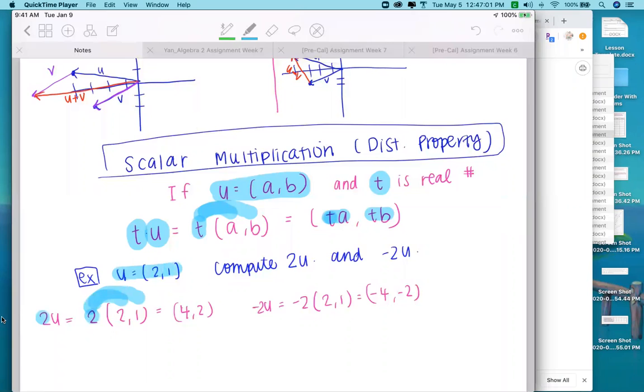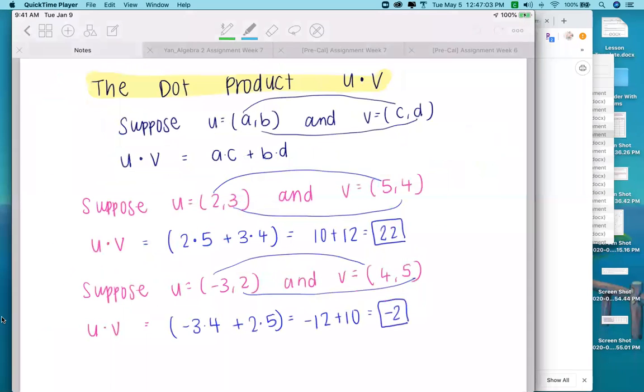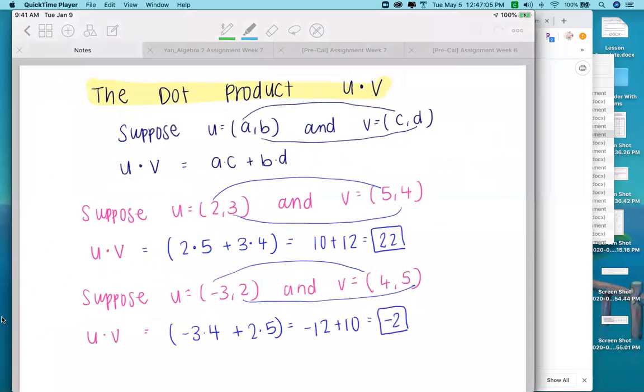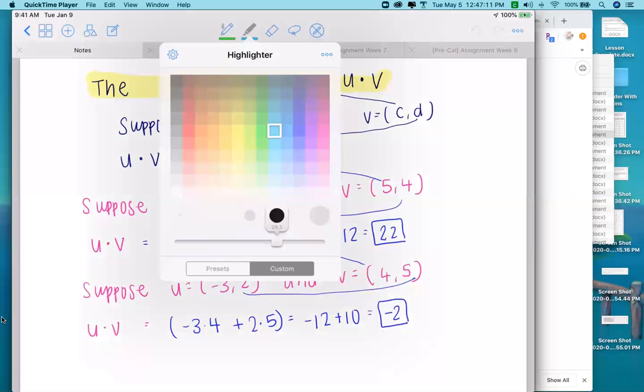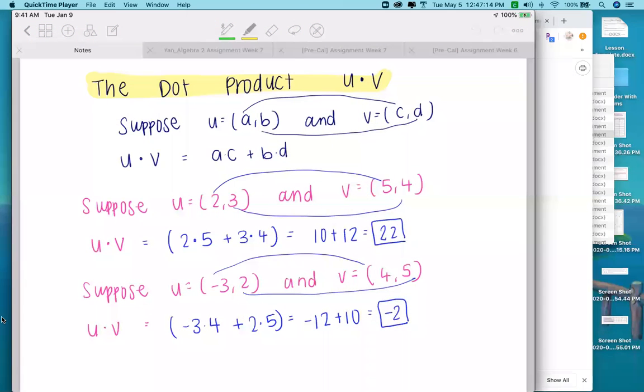And then if you have a vector multiplying a vector, this is something you have to remember now. It's something like the distributive property, I mean, like the FOIL method. So we take the first times the first, so it's A times C, and then we add the last number times the last number. So it's A times C plus B times D.